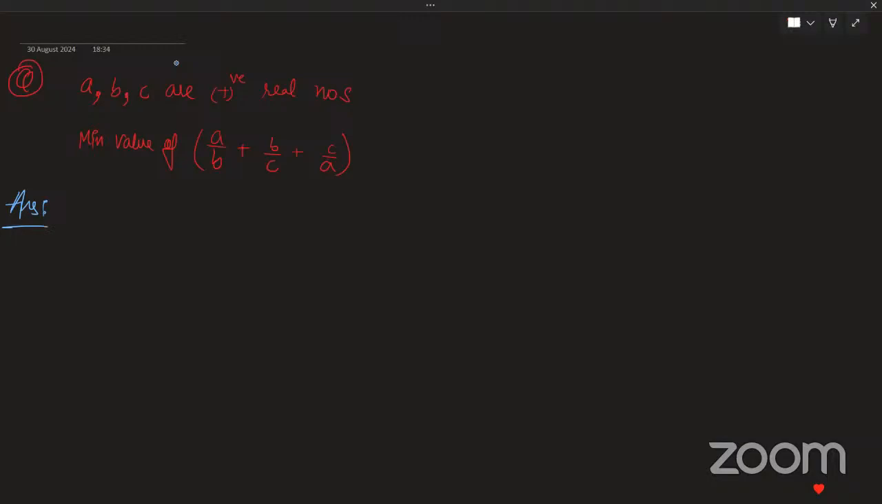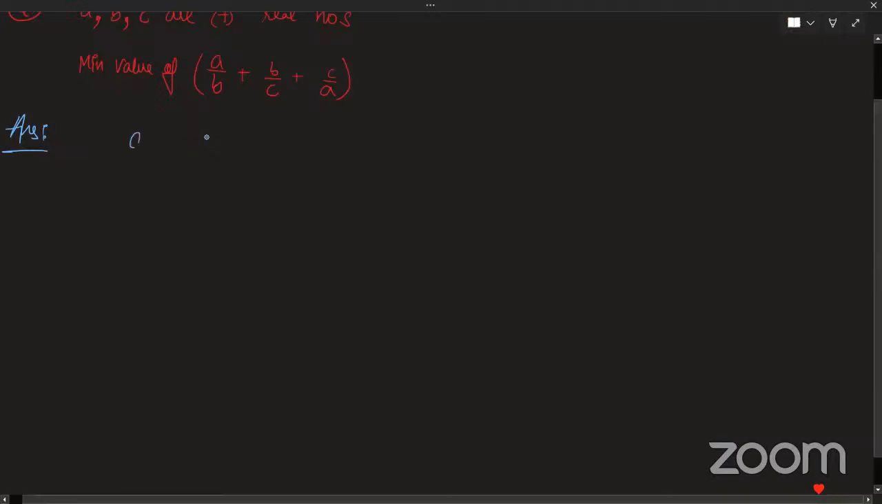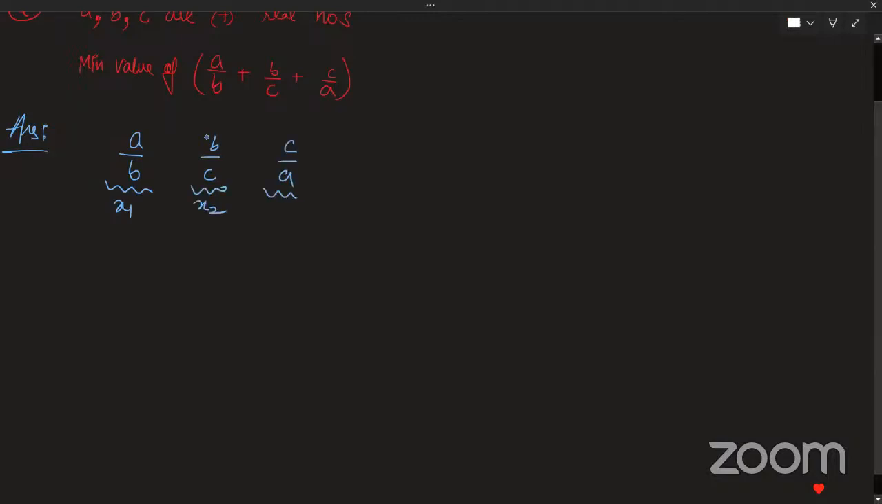Sir, x1 plus x2 plus x3 by 3 is equal to... Okay, so you mean A by B you will treat as x1, B by C as your x2, and C by A as your x3. Correct. So how do we proceed? x1 plus x2 plus x3 divided by 3 is greater than equal to (x1 x2 x3) whole power 1 by 3. Correct.